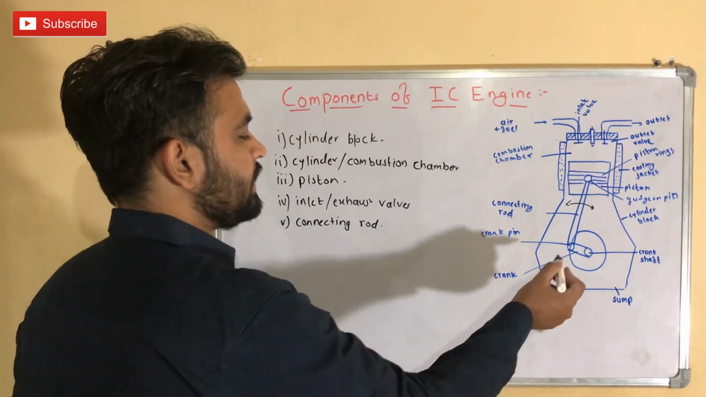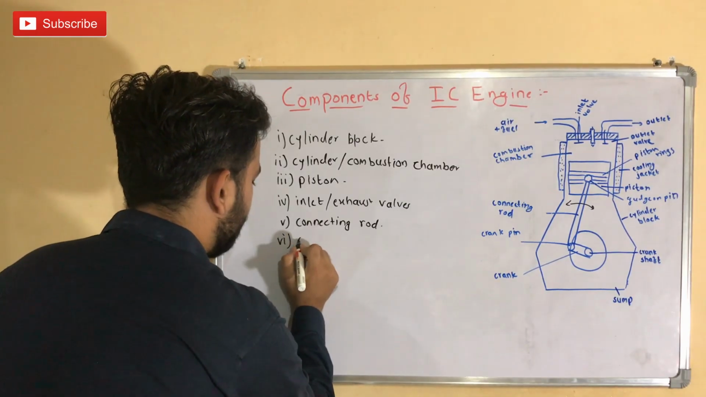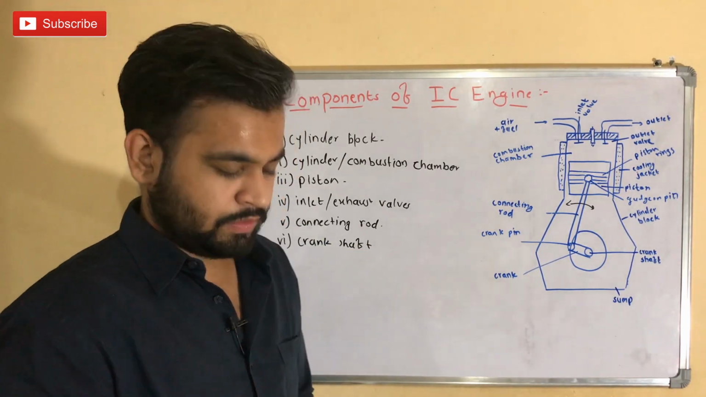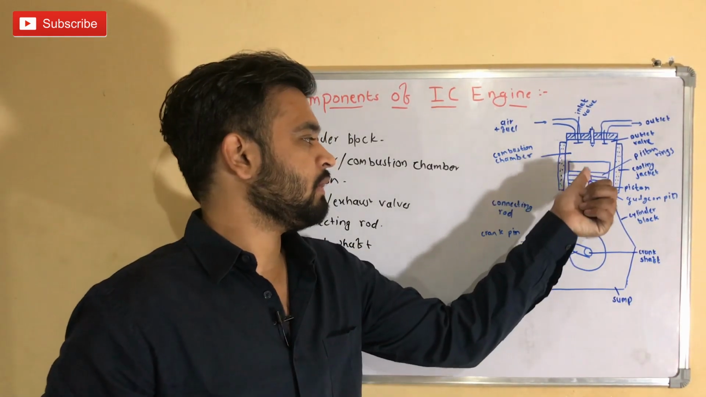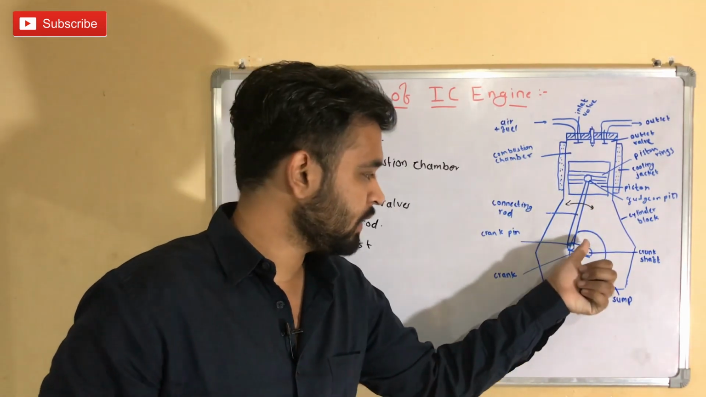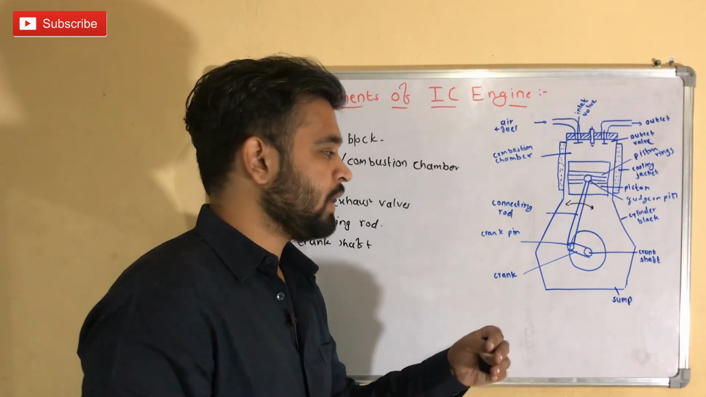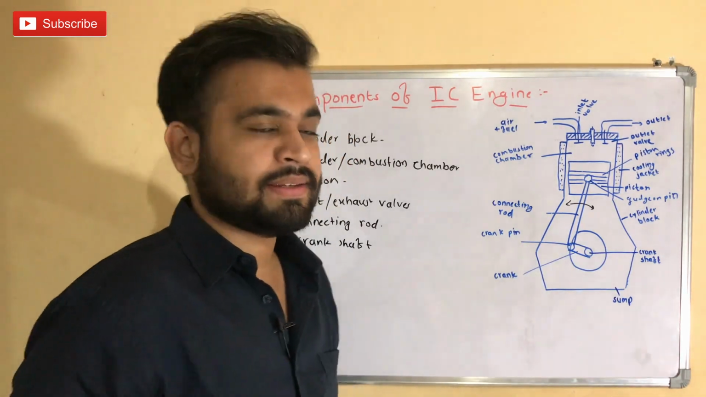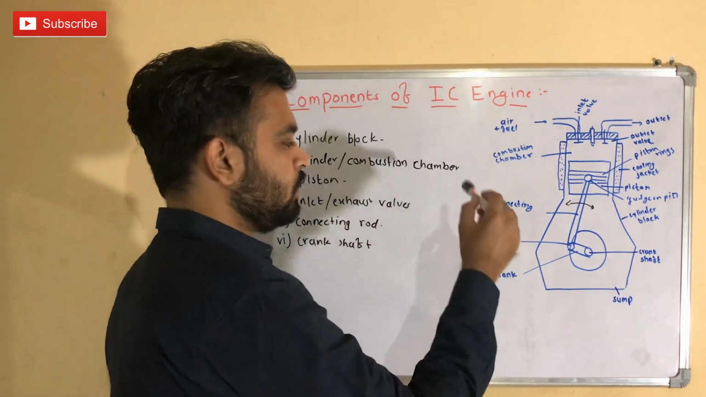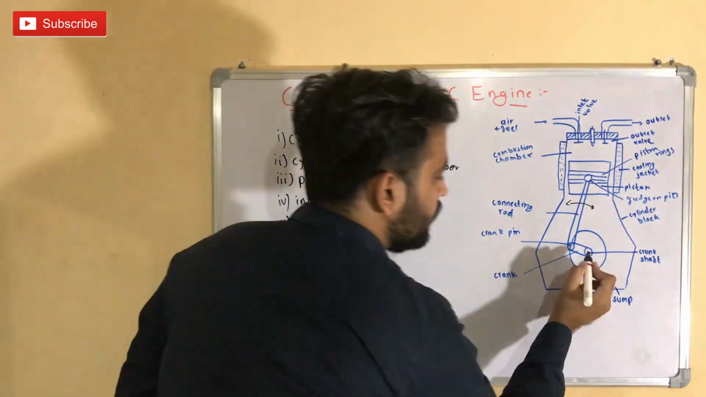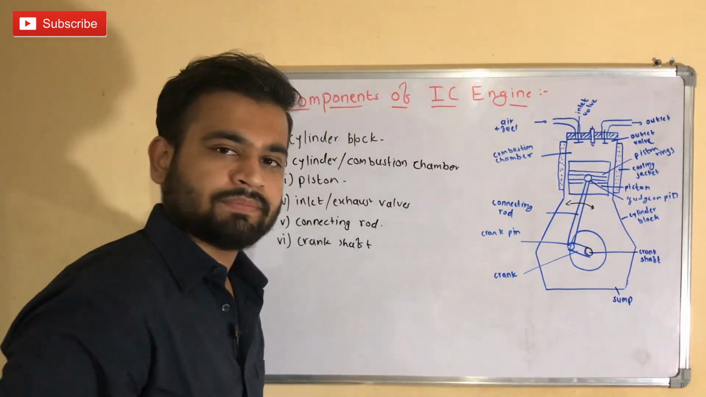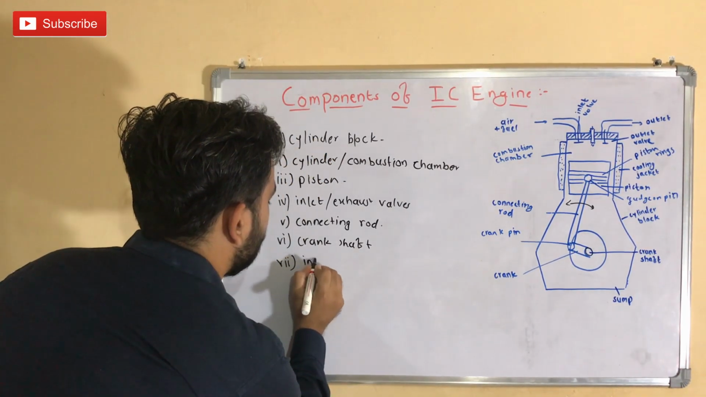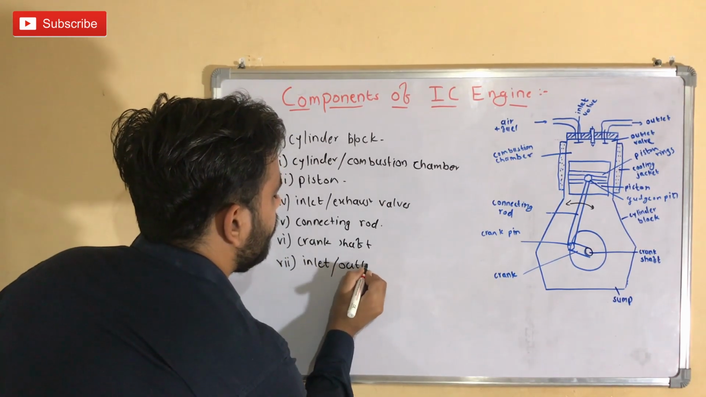Our next component is the crankshaft. The crankshaft is a component which converts the reciprocating motion of the piston into rotary motion, which is then provided to the transmission of a vehicle, which we will see in the next lecture. The main function of the crank is to convert the reciprocating motion into useful rotary motion. This is a crankshaft of an engine. So our next component is the inlet and outlet manifold.